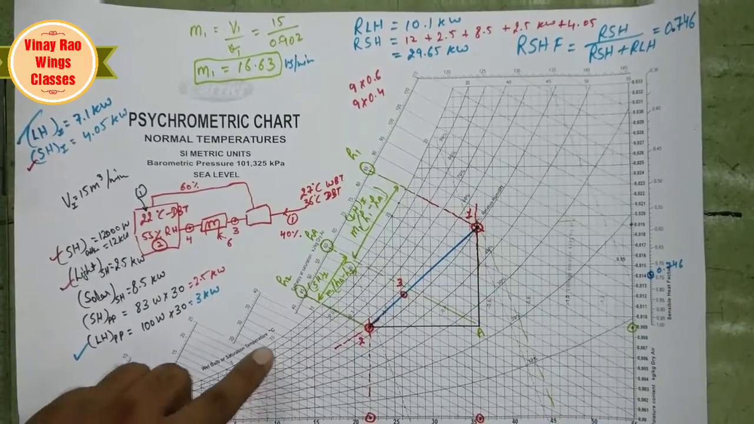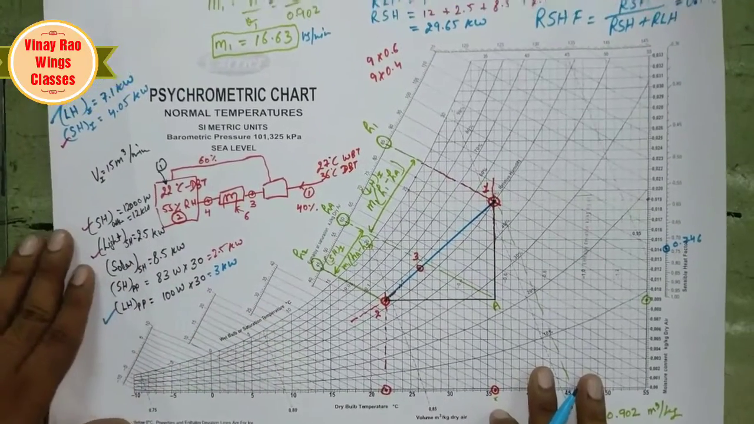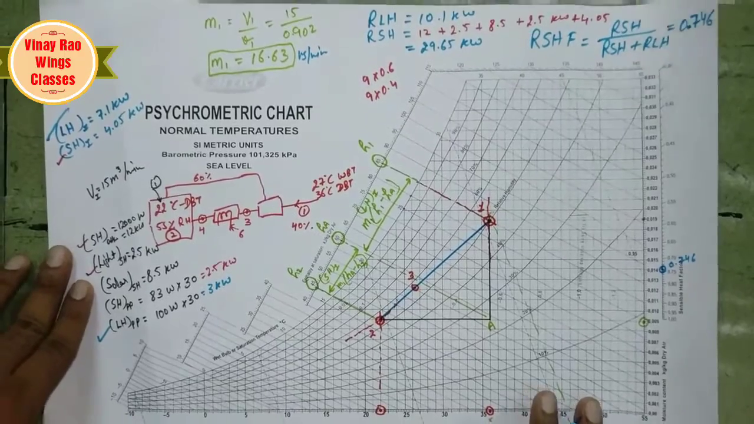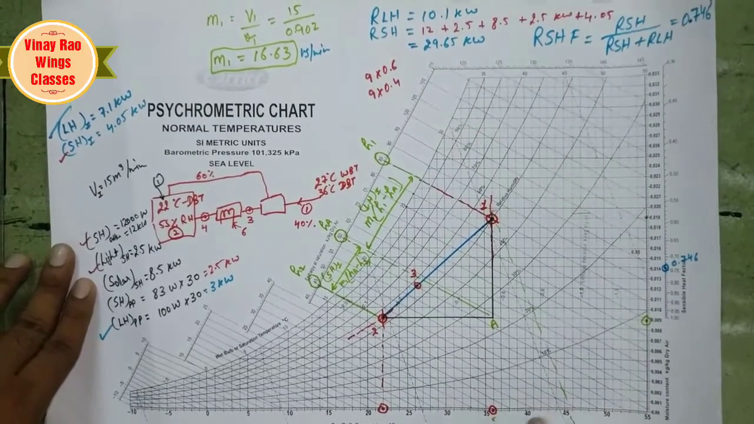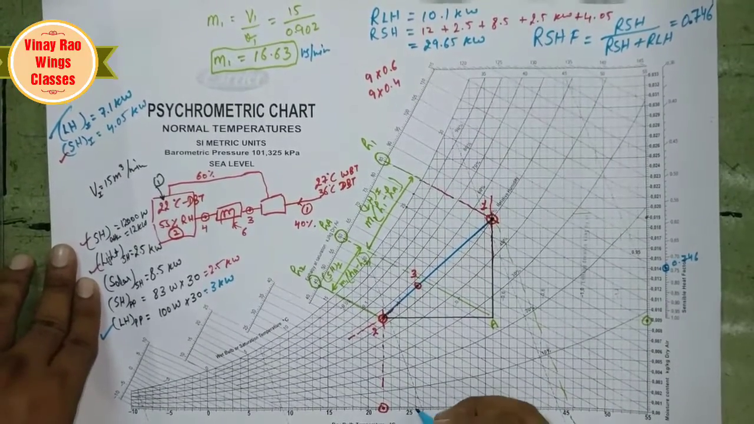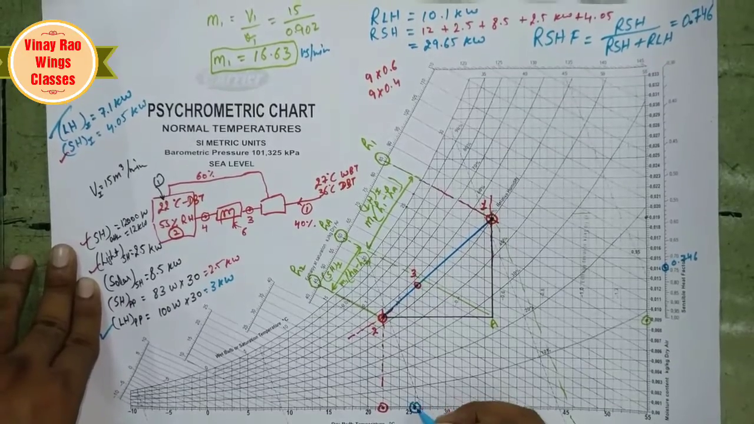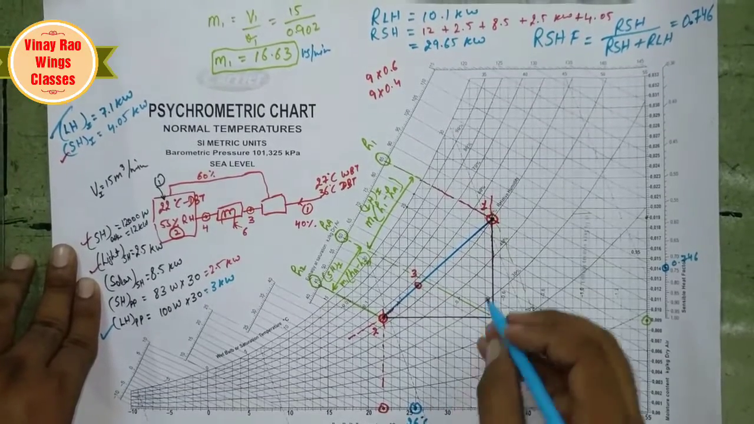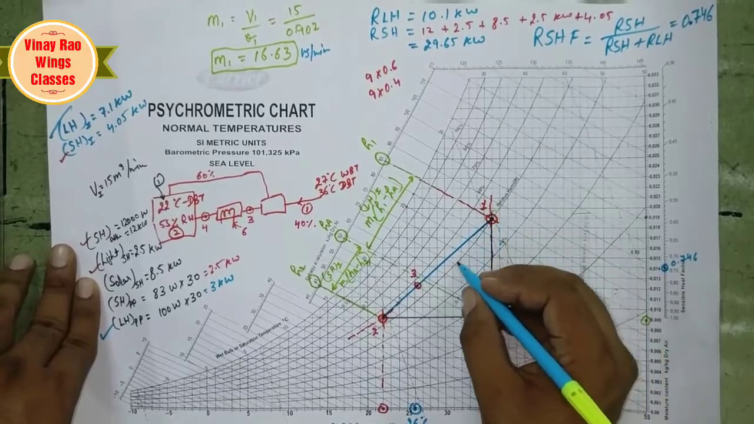We have to find out the alignment circle. We have to mark the alignment circle in this. The alignment circle is at 26 degrees Celsius and 50% RH.